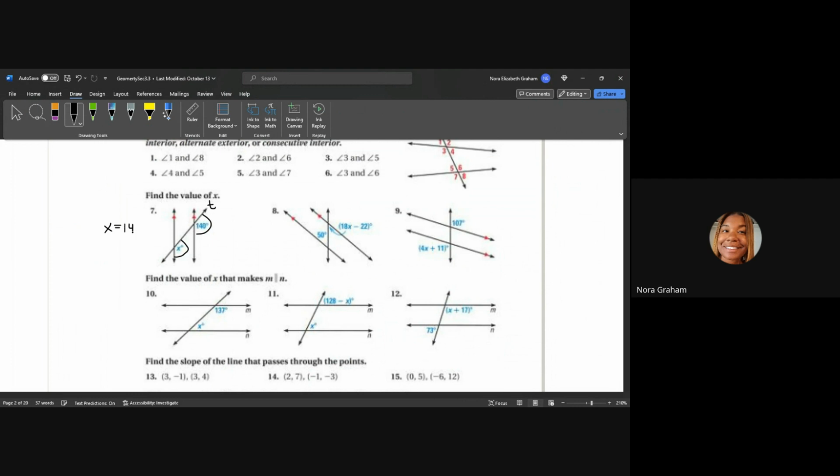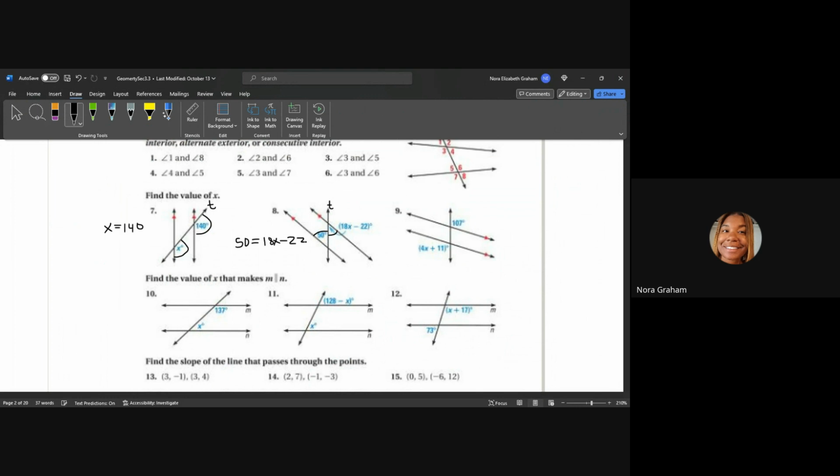Okay. And then for 8, for this one, I see they're talking about this angle right here and this 50-degree angle right here. Again, they have our symbols for parallel lines. This is going to be my transversal. My two angles are on the alternate sides of my transversal, and they lie inside of my parallel lines. So it's safe to say that these are alternate interior angles. Alternate interior angles are congruent, so I can set this up as 50 equals 18x minus 22.